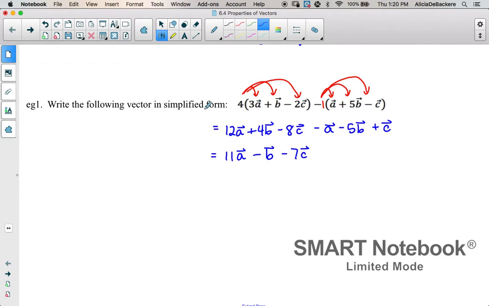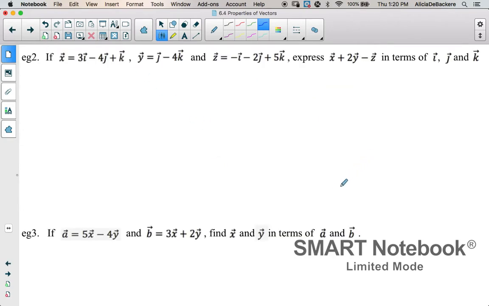And that's it for this question. We've simplified this now. If I knew what vectors A, B, and C look like, I could draw that triangle and connect and find the resultant vector. All right, in example 2, this one's a little bit different.